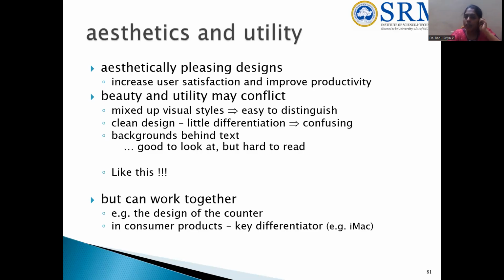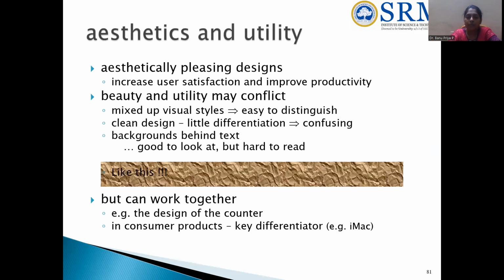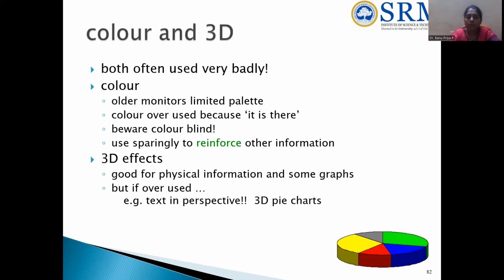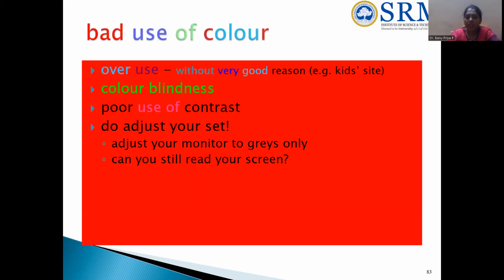Aesthetically, the design should be pleasing. That is, it should avoid conflicts. All these designs should work together in order to show a proper distinguishing factor. You can use color and 3D. 3D effects can be shown for good physical information. Some graphs can be used. Color palettes can be maintained sparingly to reinforce other information.